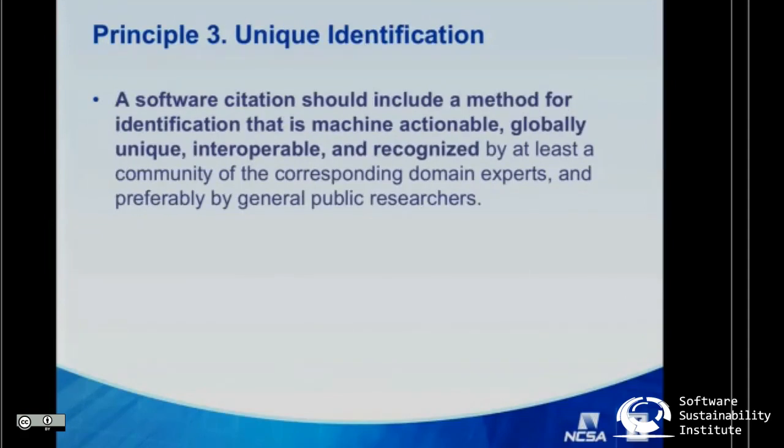Unique identification says that the software citation should include a method for identification that's machine actionable, globally unique, interoperable, and recognized by the right people in the community and preferably by the general public. I will say that we recommend later that DOIs be the identifiers that are used in general. We had a bunch of discussion about GitHub URLs and about permanence and other things, and we can talk about why, but DOIs is where we came in terms of what the right thing is today. But it's not quite right at the level of a principle that may not change over time, so it's more a recommendation than a principle.